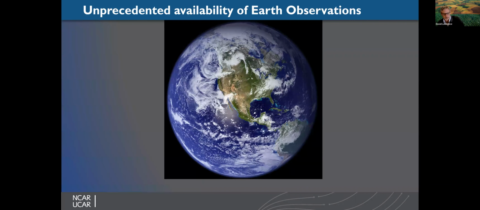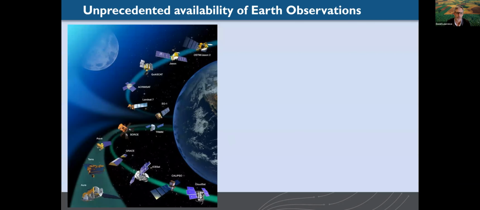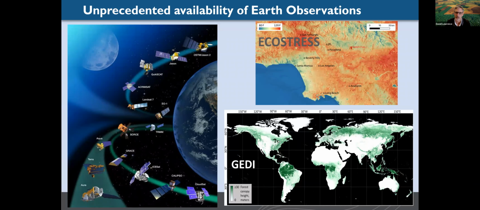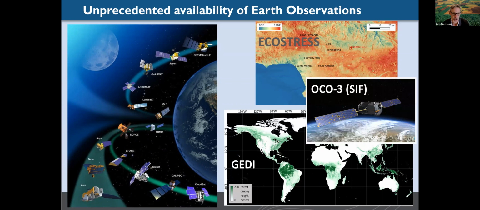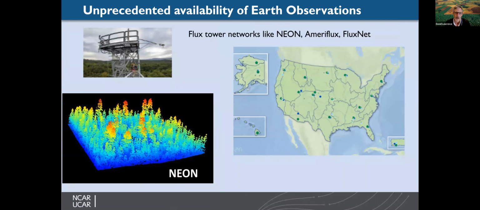At the same time, everyone here knows there's unprecedented availability of Earth observations. Tons of new satellite information coming online. I'm not going to go through them because you're all totally familiar with this. The amount of information that we have has leapt by orders of magnitude over the last 10 years.